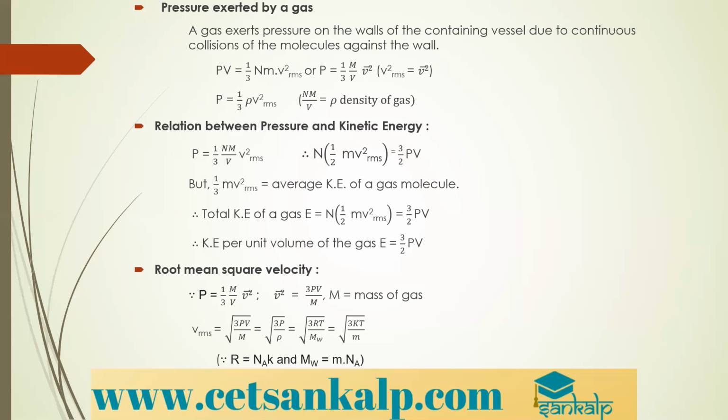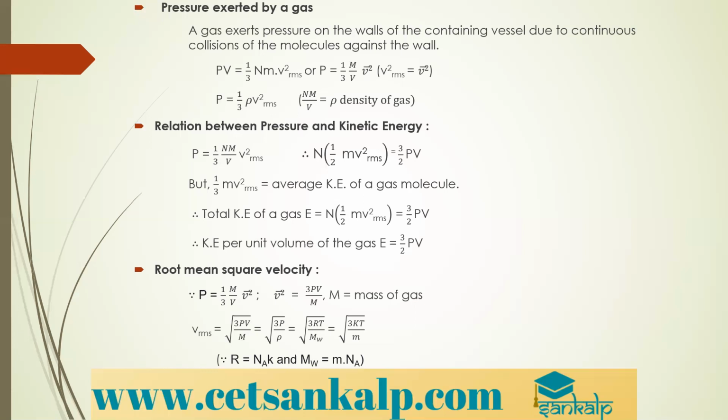We can also take it as, what is mass per unit volume called? Density. So 1 by 3 rho Vrms square, correct. So these are the three different forms. Based on the given data, you can take whichever is applicable for the given numerical. So that is the pressure exerted by a gas.